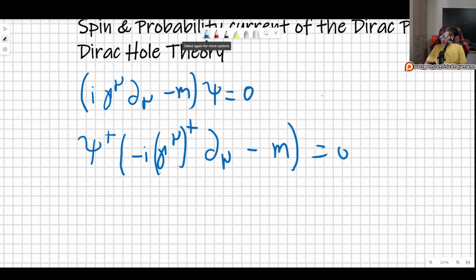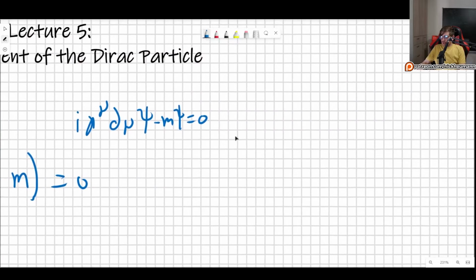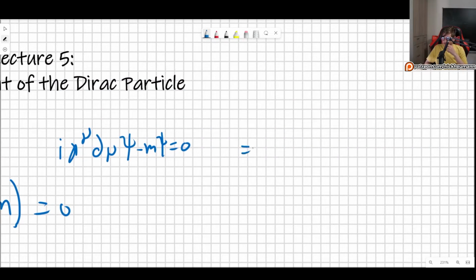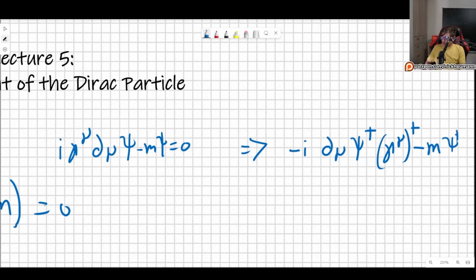So let me just multiply through this equation right there. So i gamma mu d mu psi minus m psi is equal to 0. That is what we had before. And let us take the Hermitian conjugate here. So here, the Hermitian conjugate will be minus i. Well, we have to change the order. So now comes this thing together, right? So we have d mu psi Hermitian gamma mu Hermitian minus m, which is of course Hermitian, it's mass, it's real, and psi conjugate equal to 0.